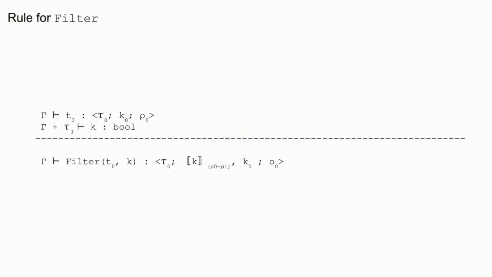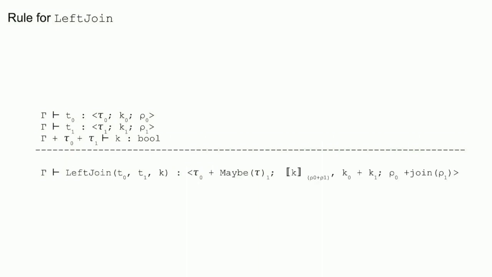Here's an example of the inference rule of this filter. If I'm filtering this table T0 on some condition K, first off, this table itself has a type, a triple: types, conditions, and environment. And then this K has to be a bool. As a result, we evaluate or normalize this new condition, adding it to the original conditions. So that's filter. And for left join, it's similar.